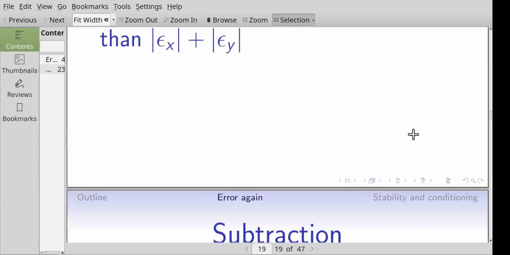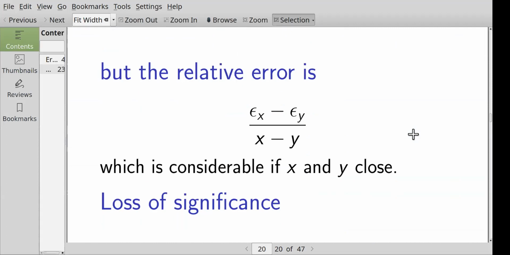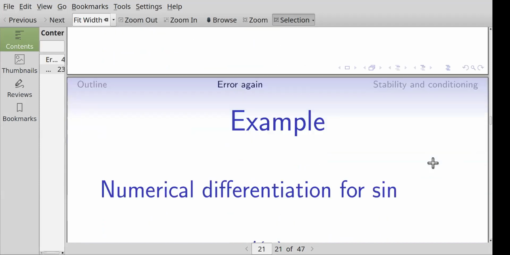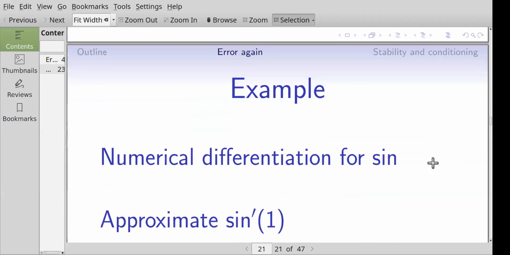But once again, the relative error looks like this. It's the absolute error divided by the actual result that you wanted. So if the subtraction should give a very small number, so x and y are very close to each other, then you could potentially get enormous relative errors, and this will lead to a loss of significance.